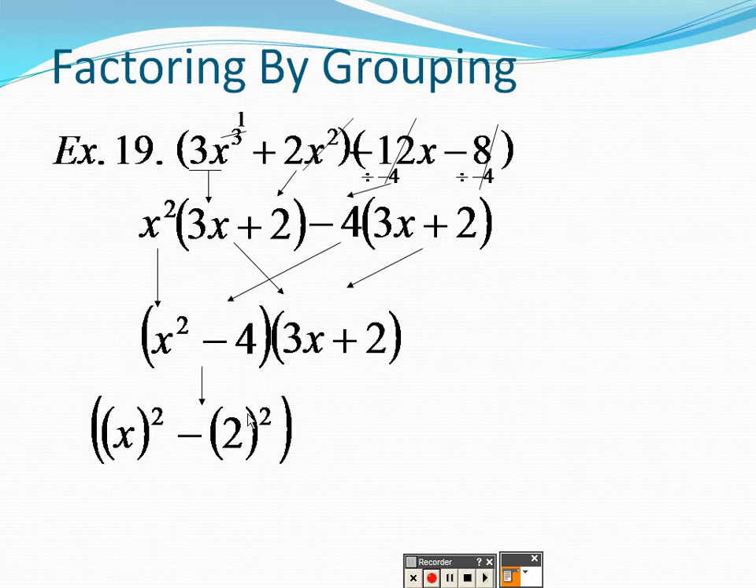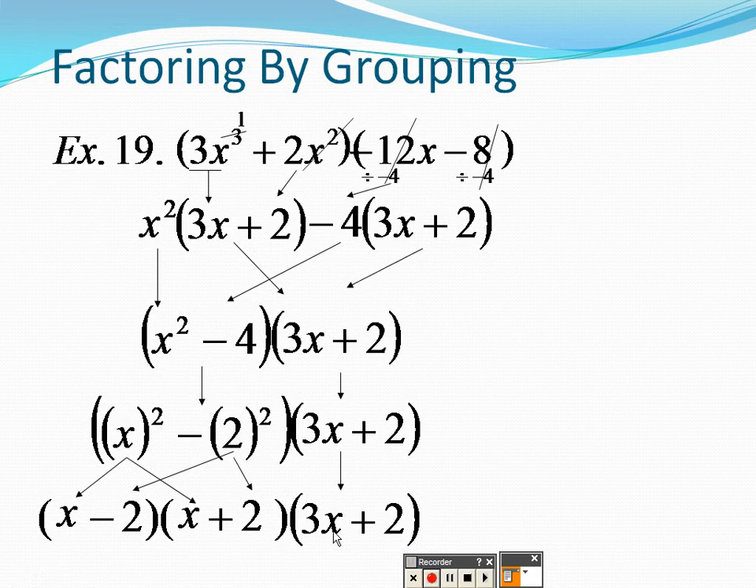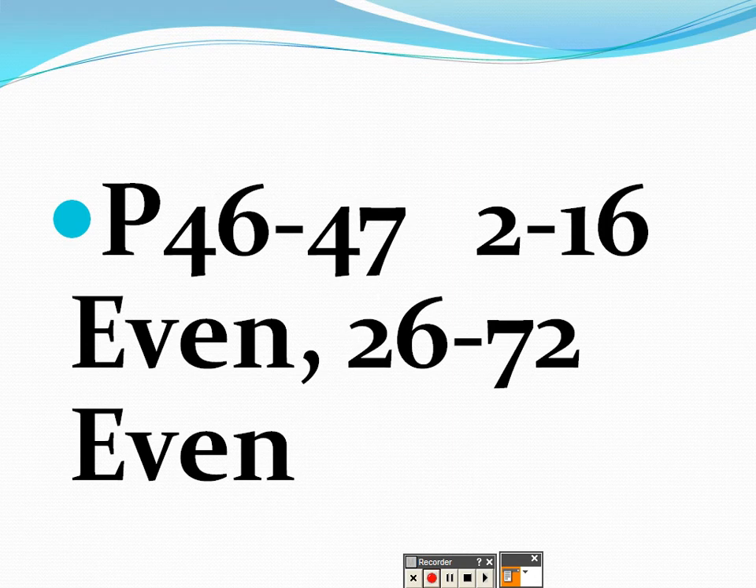So when I do difference of squares, it is the first term minus the second term. The first term minus the second term. And it's the first term plus the second term. And then I bring down the 3x plus 2, and there is all of that factored completely. So there is your homework.